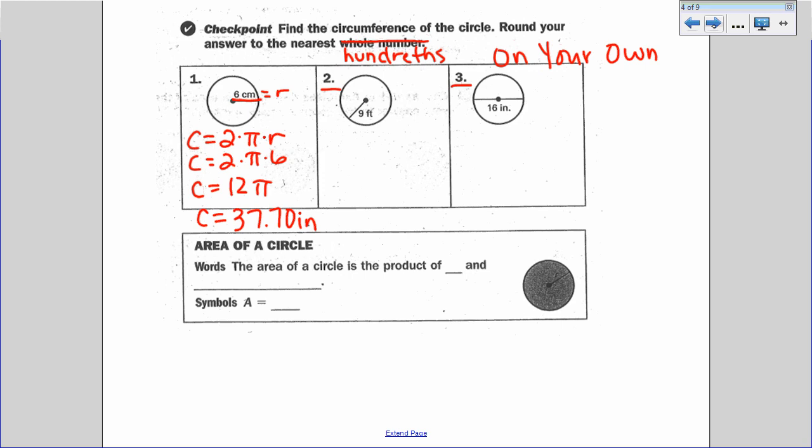All right, let's take a look at the next part of the problem. It's the area of a circle. So the area of a circle is equal to the product of pi and the radius squared. So we're only going to be able to work with the radius in this problem. As we go through, you will figure out what to do once we get diameter. But the only thing we have in this formula is pi r squared. So we'll show you how we're going to deal with this if we're given diameter.